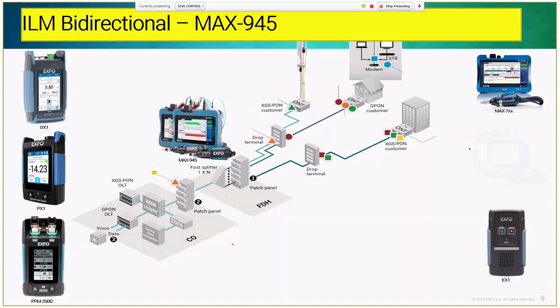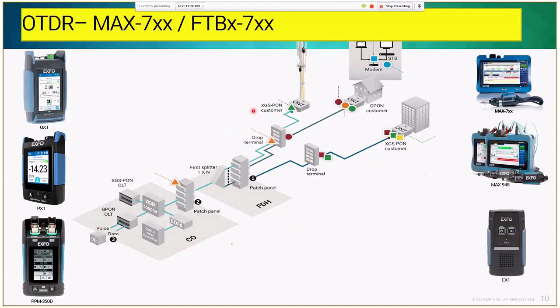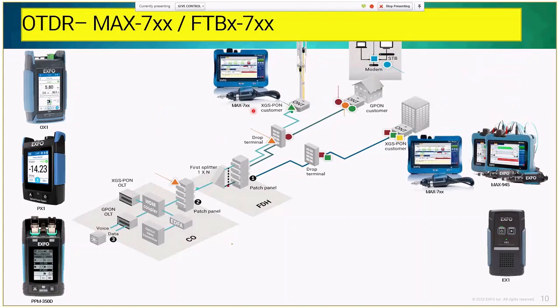So the second equipment that we have is the Max 700 series OTDR. As an OTDR, you will be able to send a pulse of light. The pulse of light will travel, it will hit the end of the fiber, and then the reflection back will be read by the OTDR and will give you a graphic view, which is normally a trace, an OTDR trace.